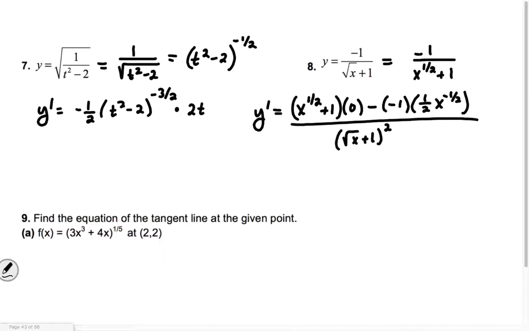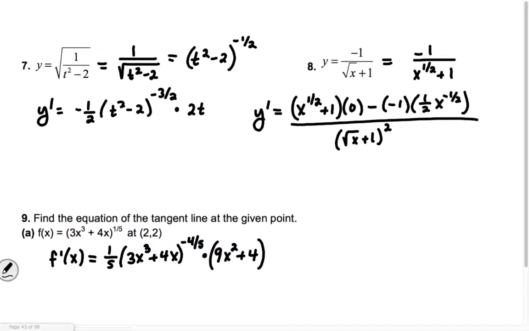All right, so number 9. So find the equation of the tangent line at the given point. So we have f of x equals 3x cubed plus 4x raised to the 1/5 at 2, 2. So when I find the derivative, to find our slope, we do 1/5 times 3x cubed plus 4x to the negative 4/5 times the derivative of what's inside. So times 9x squared plus 4. When we do that, make sure you put the parentheses around the 9x squared plus 4.